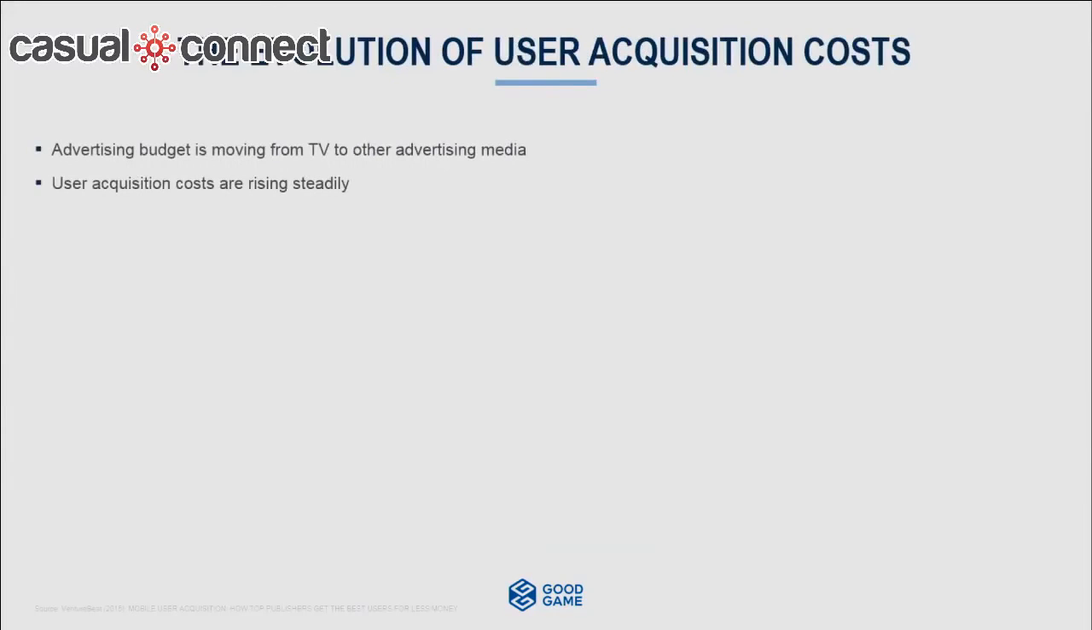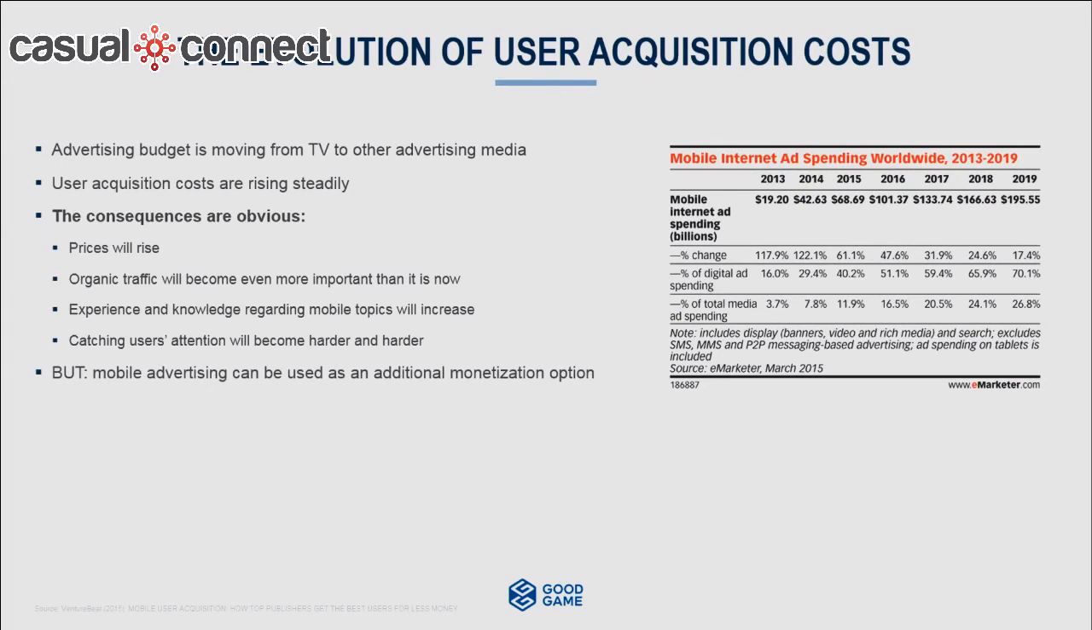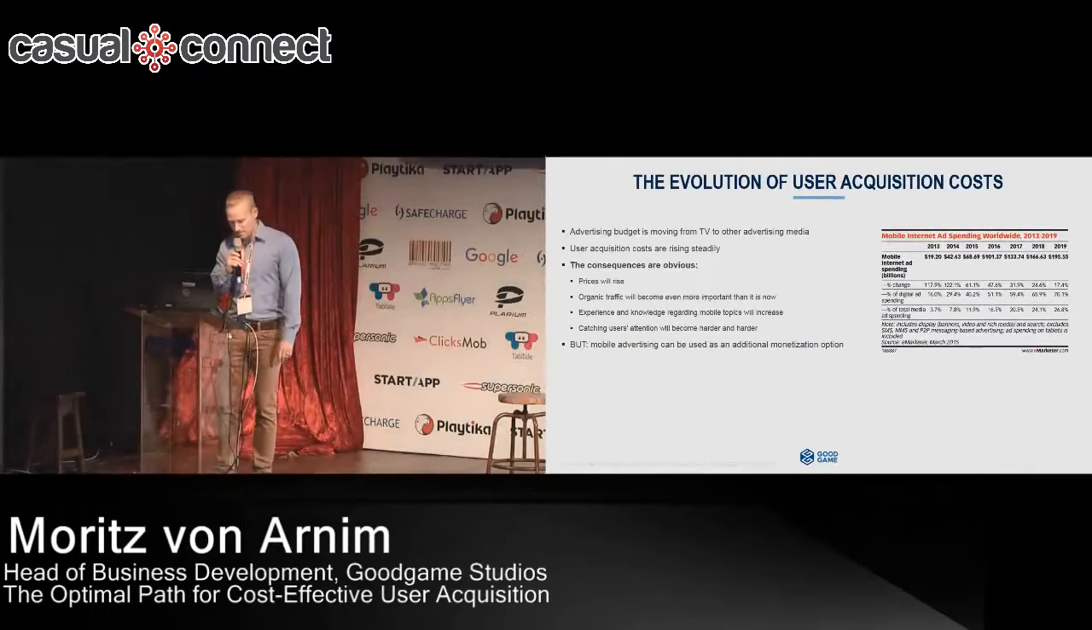In the last years, mobile internet ad spending has been rising steadily. I've prepared some numbers. I'm quite sure everyone is aware of the costs and the increase of internet spendings. According to an eMarketer forecast, around $195 billion will be spent in 2019. And due to this budget flooding, the costs for user acquisition are generally rising steadily.